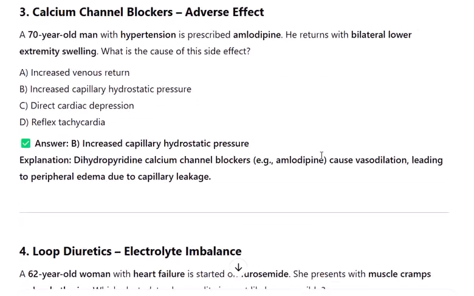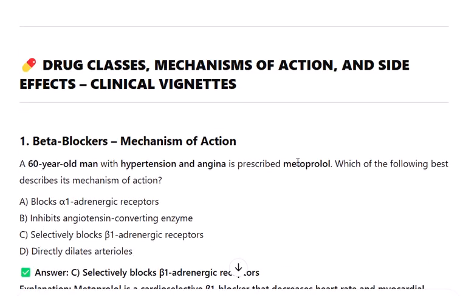Here are 10 Puerto Rico Medical Board-style clinical vignettes focused on drug classes, mechanisms of action, and side effects, with 4 answer choices and explanations. Drug classes, mechanisms of action, and side effects. Clinical vignettes. 1. Beta blockers.